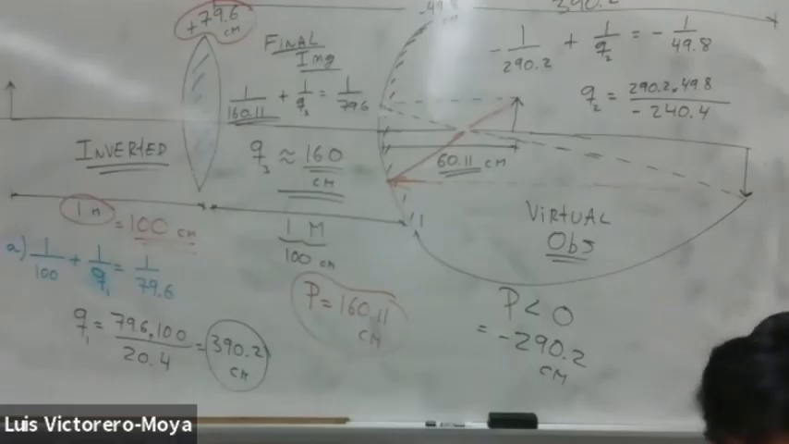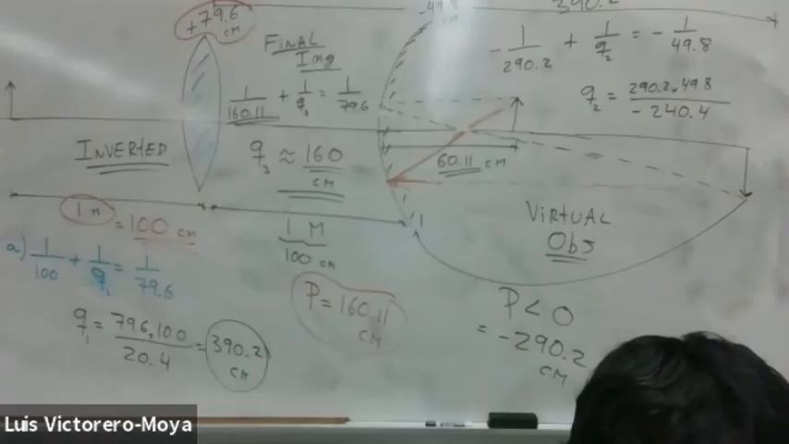All right? So this is pretty much the last problem on assignment 14. I believe what they ask you is, where is the image located? And where is it located, like behind, at the left or at the right of the lens? And then the nature of the image.